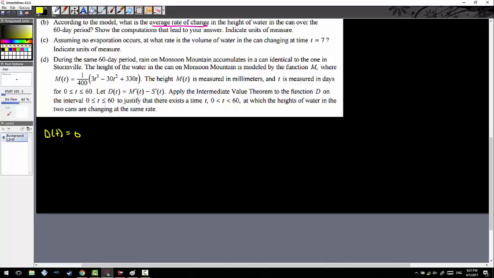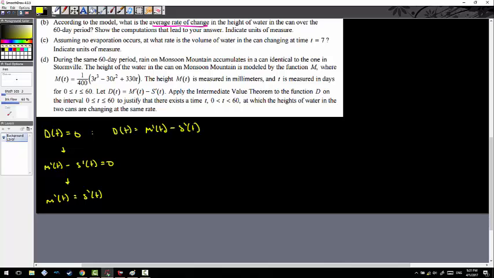Well, what does that have to do with anything? What that means is that because D of t is equal to M prime minus S prime, if I assume that D of t equals 0 at some point, that is to say that M prime minus S prime would have to equal 0, right? So it's like a leads to b, b leads to c, a leads to c. And that, in and of itself, means that if I added the S prime to both sides, the two rates would eventually have to be the same at some point.